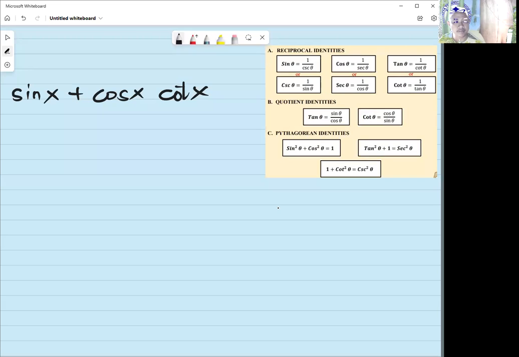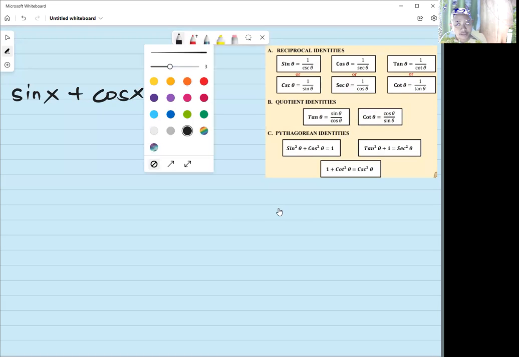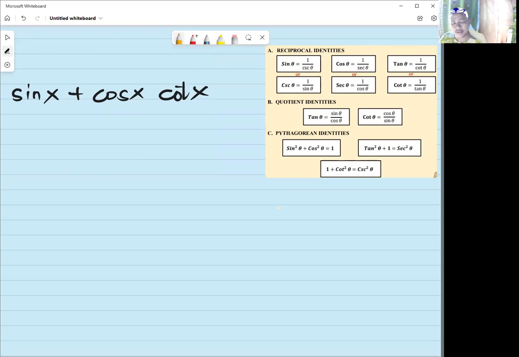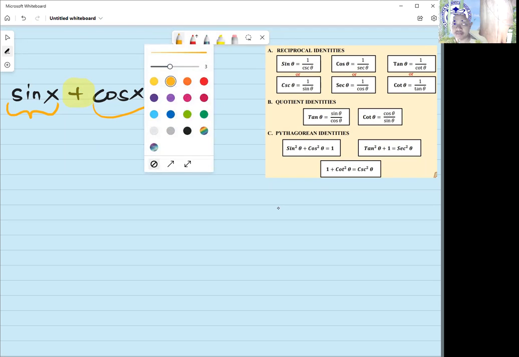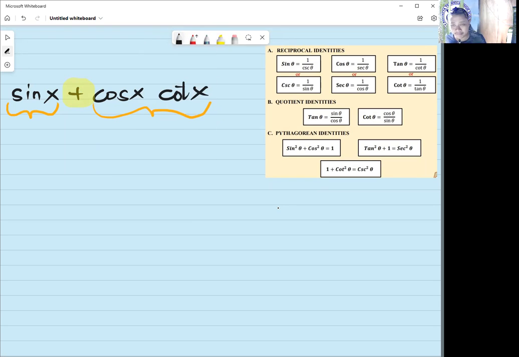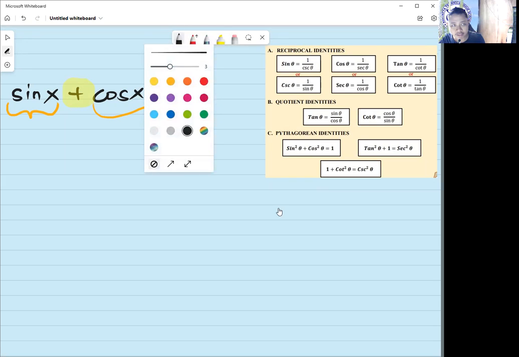Okay, let's see. By the way, just for you not to be confused, there are two terms here. We have here the first term, sine x, and the next term is the cosine x, cotangent x. And they are separated by addition. So this addition separates these two terms of the expression. Okay? Let's just make that clear. So, ang suggestion, quotient identity po ng cotangent x.